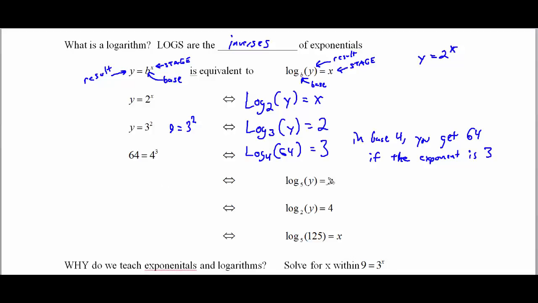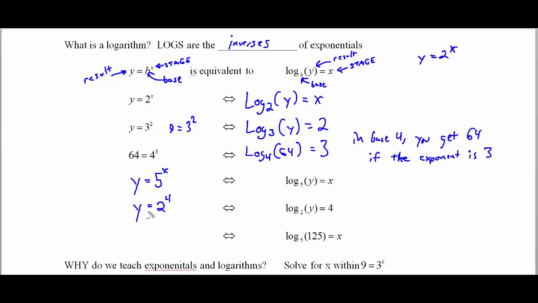Now what I would always do if you're converting back from logarithm to exponential notation is start off with the base. In this case, the base is 5. The exponent is x, and this would give me a result of y. Here, the base is 2, the exponent in this case is going to be 4, and that is going to give me y.